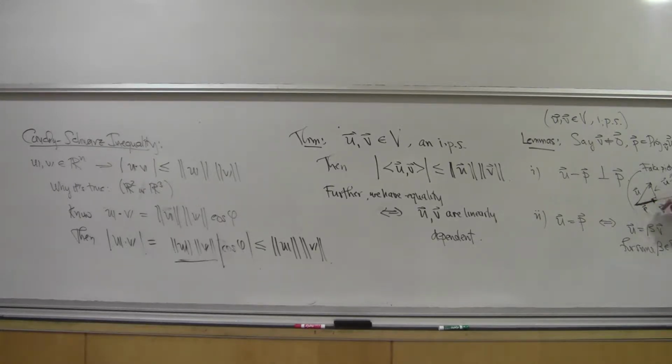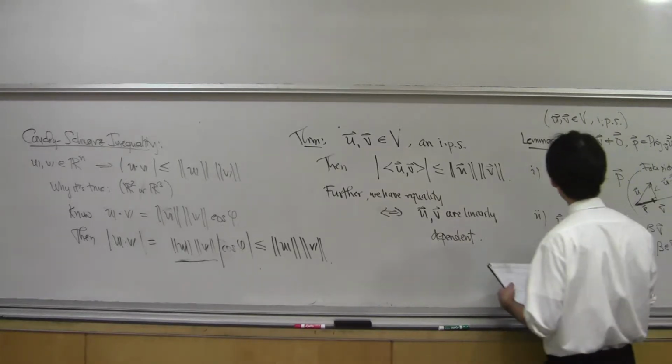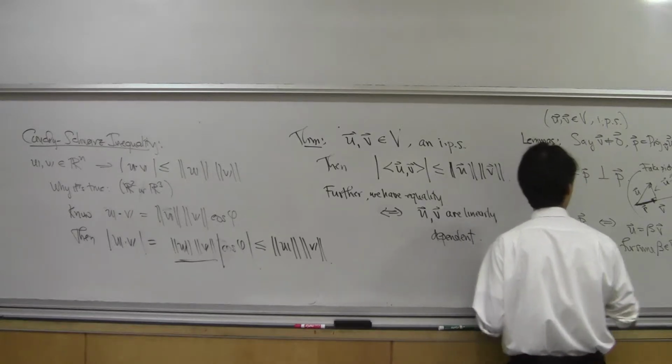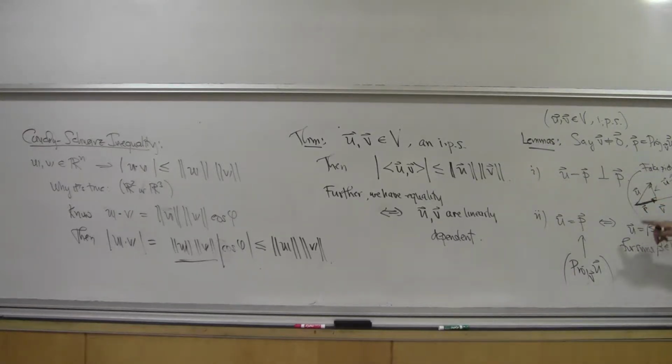You've got U, you've got P. P is the projection of U onto V. The only time that's equal is if U actually lies along V to begin with. Yeah, Ethan. Why are you multiplying by beta for V? So we're saying that the only time that's going to happen is if U is some multiple of V, if U is some scaling of V.